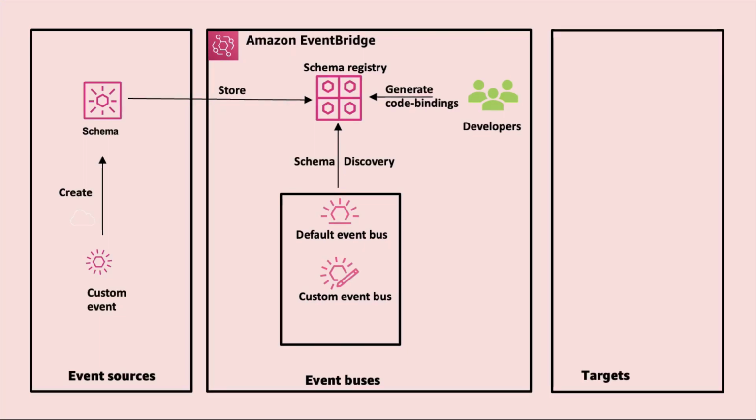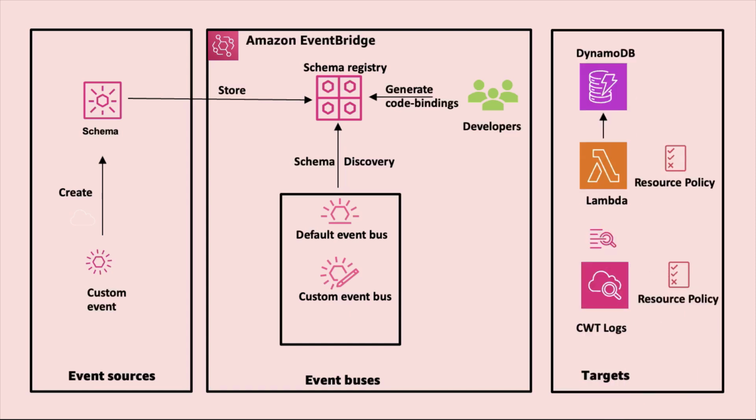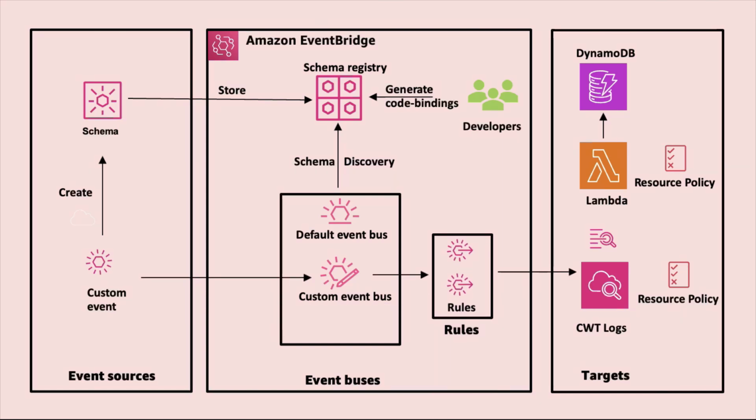So let us see what targets we're talking about here. We have one CloudWatch Logs target, which has a resource policy to allow Amazon EventBridge to send logs to. Then we also have one more target, which is a Lambda function, which will write to the DynamoDB database. This Lambda function also will have a resource policy to allow EventBridge to send events to. Then we have a rule which will trigger both targets, the CloudWatch log and the Lambda, for the same event if it's matched.